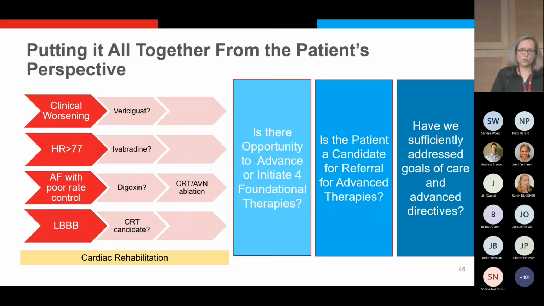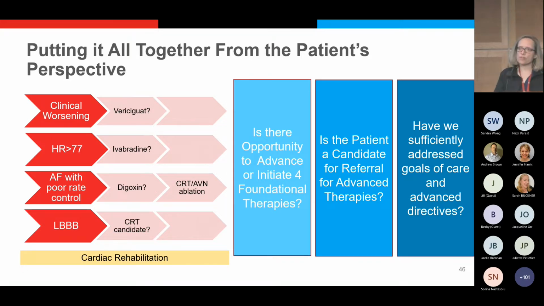And so I do layer on the 4 foundational therapies. I then personalize the therapies based on particular attributes, such as atrial fibrillation, clinical worsening. And again, we don't have time to go over that, but there's particular drugs that can be targeted to particular strategies. But I think cardiac rehab is an important cross-cutting theme for all of these patients.